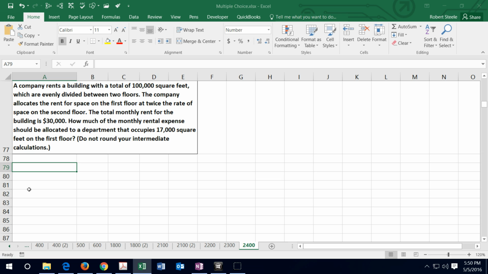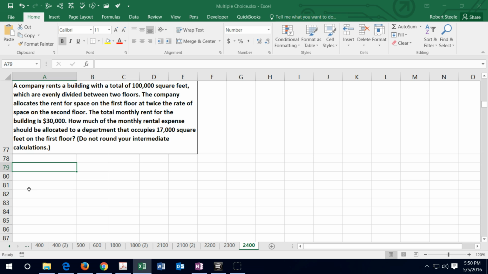So here we have a company that rents a building with a total of 100,000 square feet, which are evenly divided between two floors. The company allocates the rent for space on the first floor at twice the rate of the space on the second floor. The total monthly rent for the building is $30,000. How much of the monthly rental expense should be allocated to the department that occupies 17,000 square feet on the first floor?